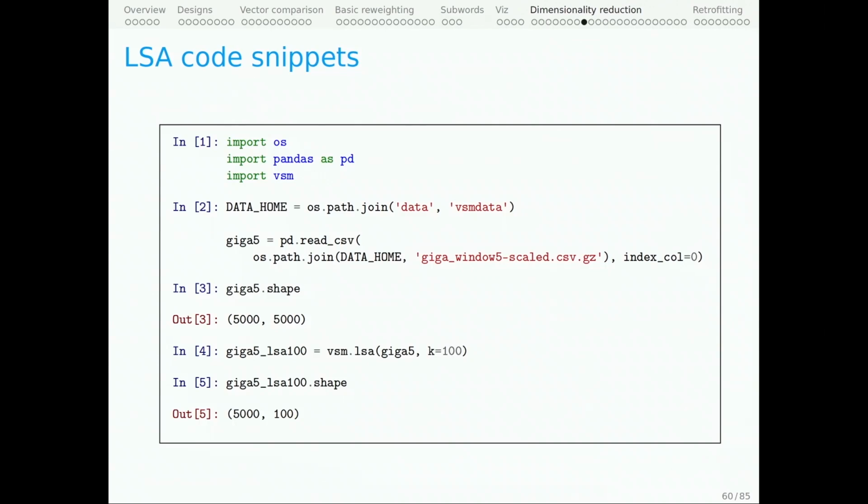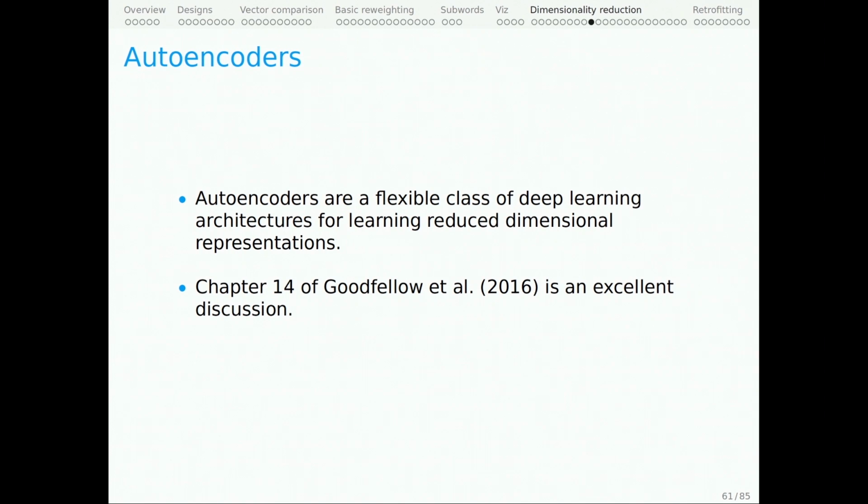There's some LSA code snippets. I think this is really easy. They're just there for reference. Let's move on to autoencoders. This is our first deep learning model, I guess. So autoencoders are flexible deep learning architectures for learning reduced dimensional representations. Right? That's the name of the game here.